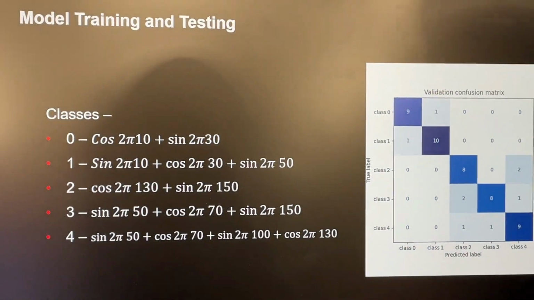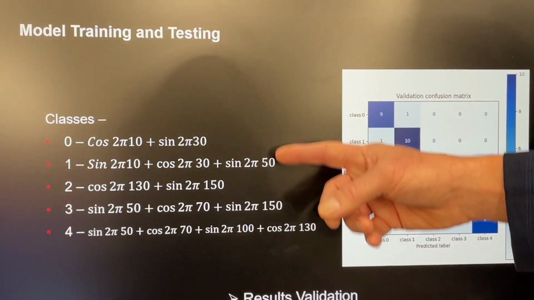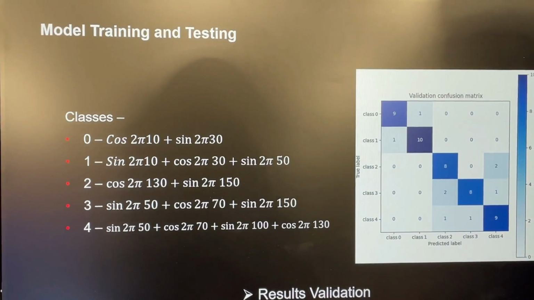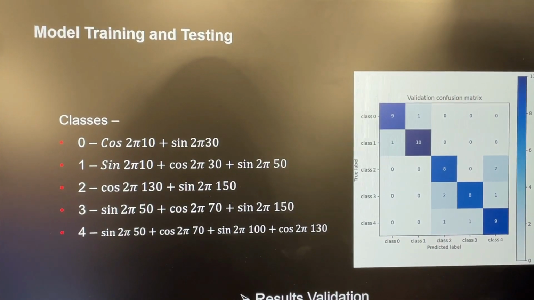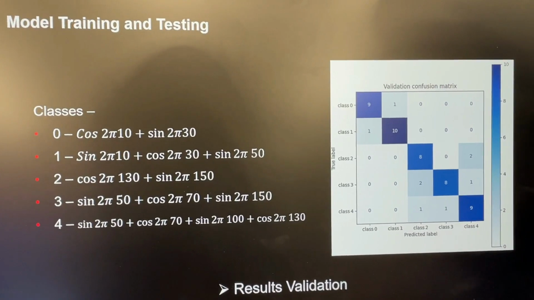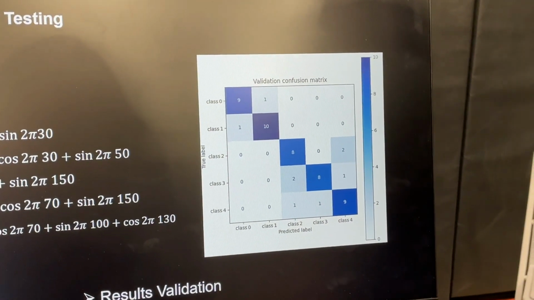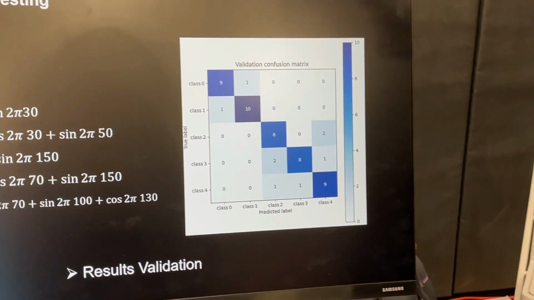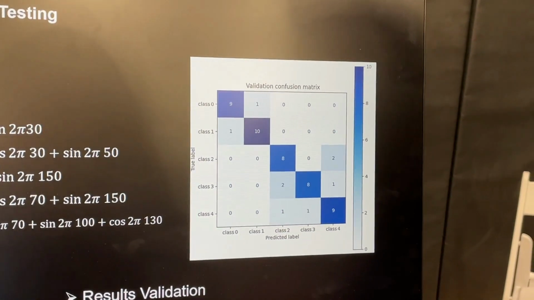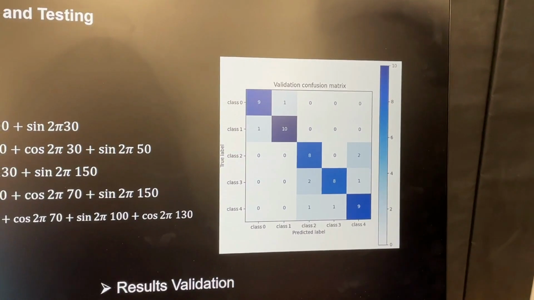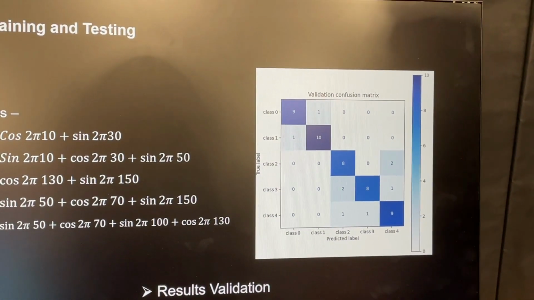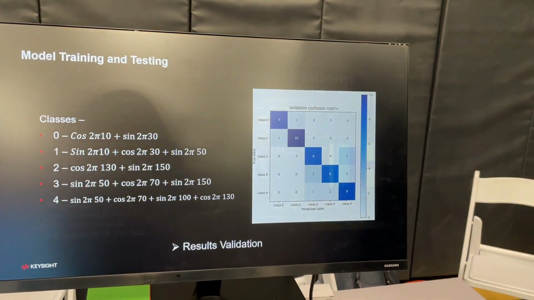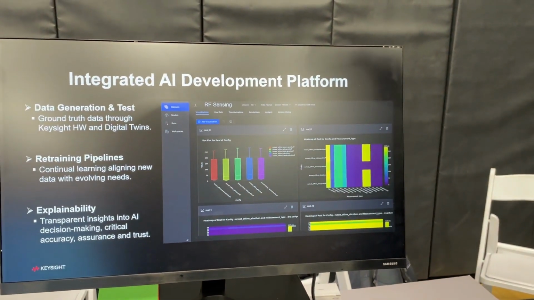So these are the quick results of what we had. We looked at multiple various multi-tone stimulus patterns, and you can see that we were able to achieve better than 90% detection rate of the correct target. So at this point I'm going to hand this over to my colleague Abhi, who's going to go through how we did this using our AI development platform.